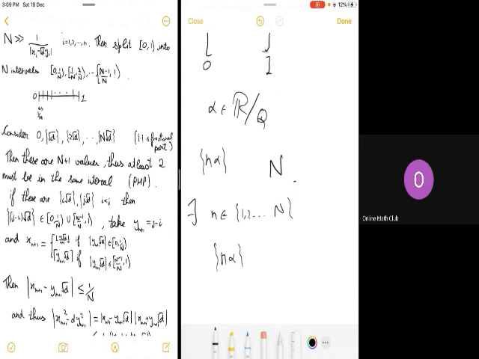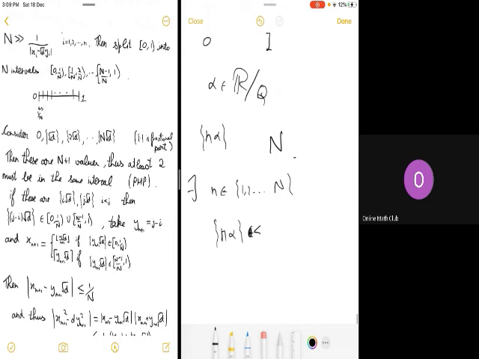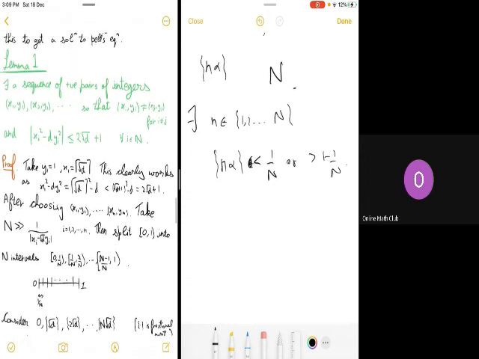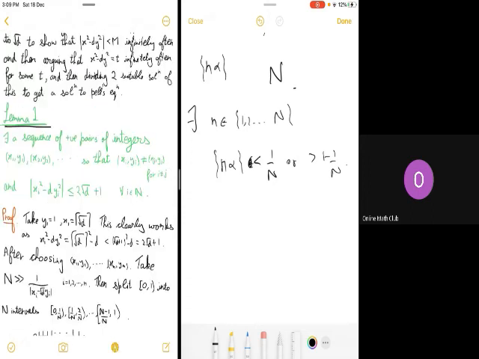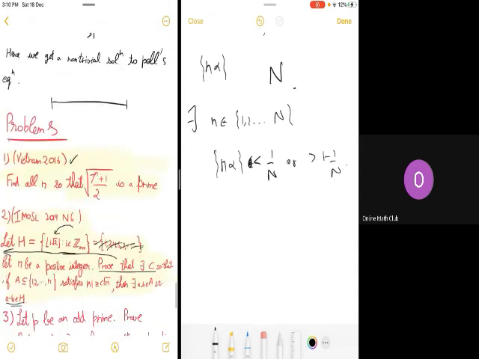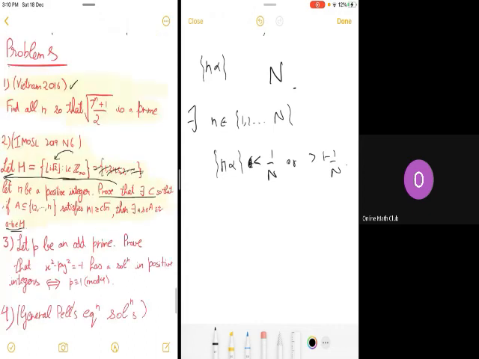is either too small or too large: we'll use that it is less than 1 by n, or let's say it is greater than 1 minus 1 by n. Yeah, so you can look at this proof, and then you can also try these problems.